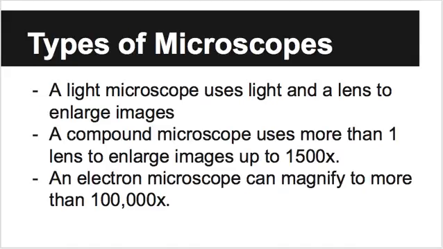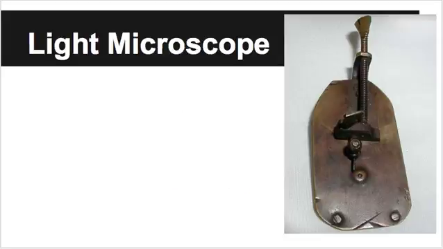Types of microscopes. A light microscope, again, uses light and lenses to enlarge an image. A compound microscope uses more than one lens to enlarge an image, and this can be up to 1,500 times. An electron microscope can magnify more than 100,000 times, all the way up to, I believe, 500,000 times in some cases.